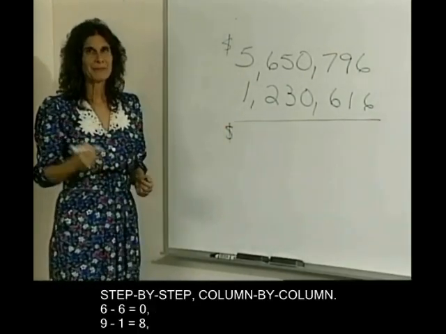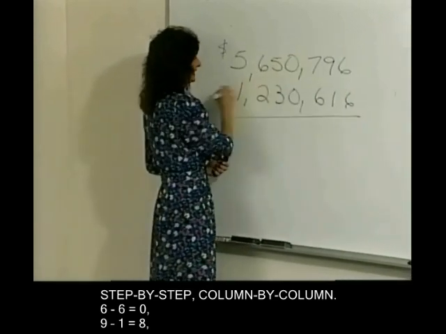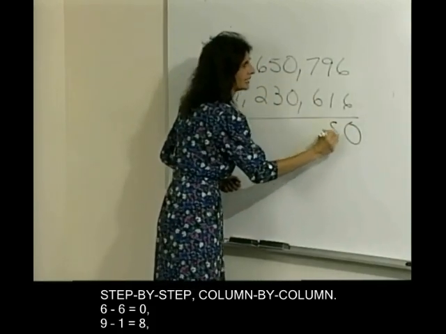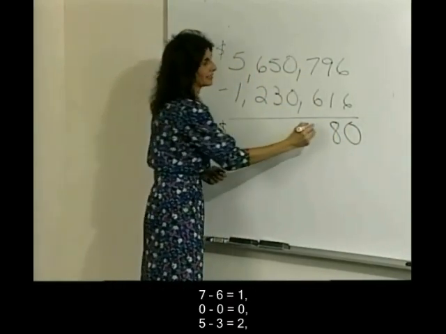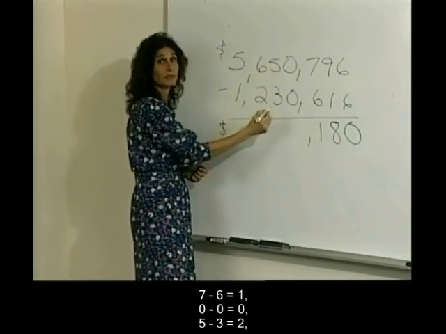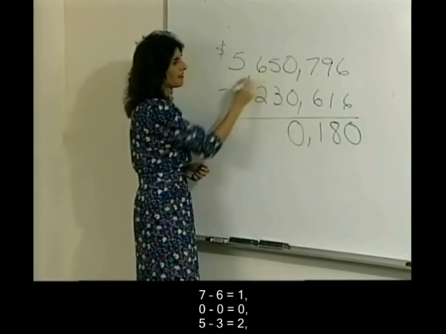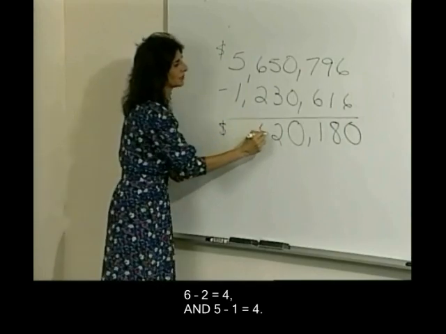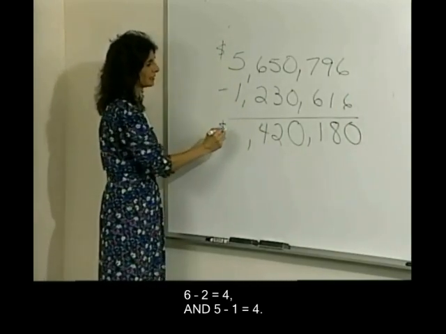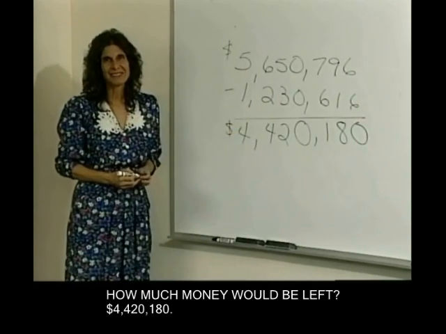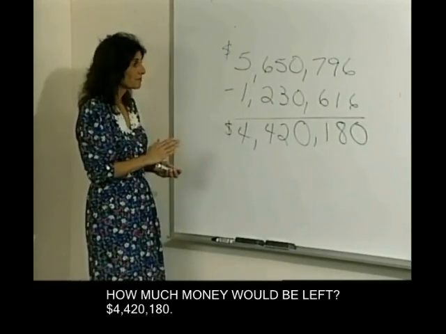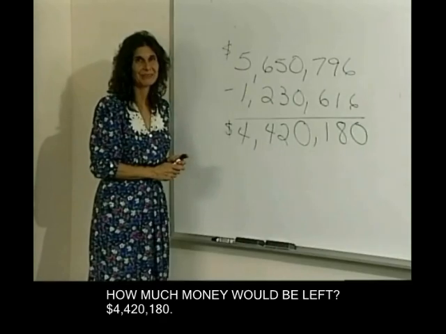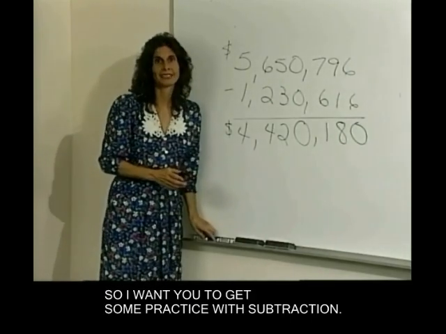Step by step, column by column. 6 minus 6 is 0. 9 minus 1 is 8. 7 minus 6 is 1. 0 from 0 is 0. 5 minus 3 is 2. 6 minus 2 is 4. And 5 minus 1 is 4. How much money would be left? $4,420,180.